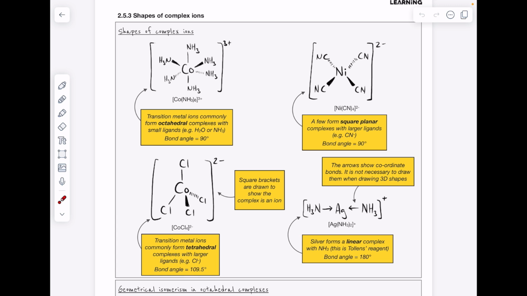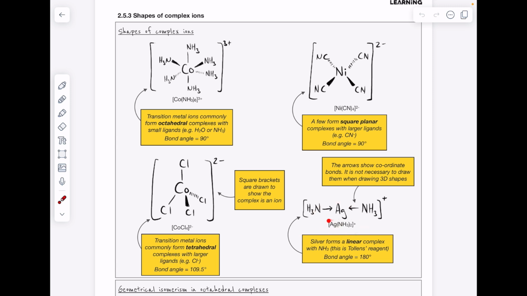Very occasionally you get a square planar complex with larger ligands as opposed to the tetrahedral, such is the case with this cyanide ion. And here the bond angle is 90 degrees. The simplest shape is obviously linear with a bond angle of 180 degrees. This forms when you have silver as your transition metal ion surrounded by 2 ammonia ligands.